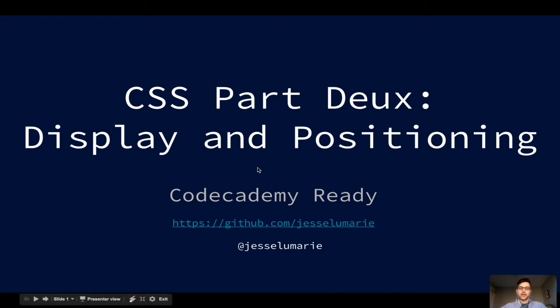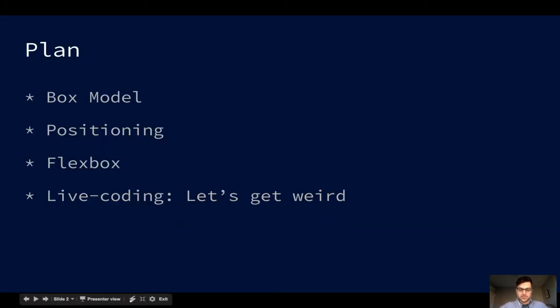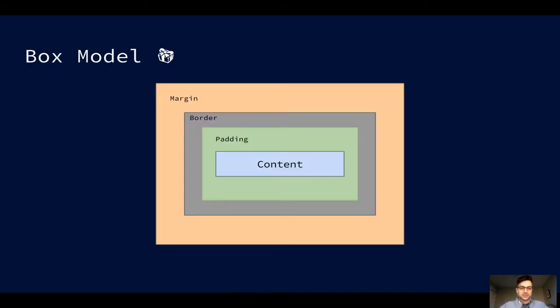But again, we're talking about CSS and display and positioning, and kind of a big overview. What we're going to do is talk about the box model, the basic way that your website is styled. Talk a little bit about positioning. We're going to talk about the very powerful Flexbox, and we're going to get a little weird with CSS as a way of teaching Flexbox. So cool. Let's get started.